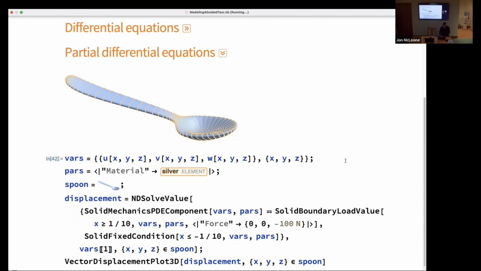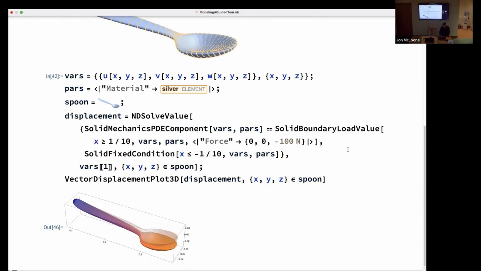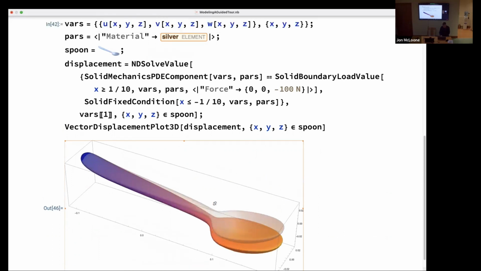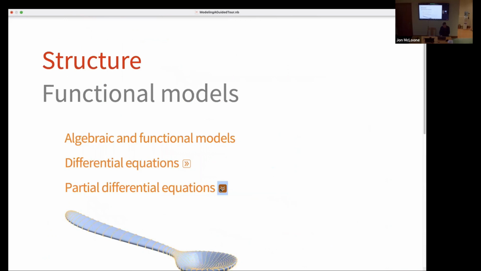And hopefully in a few seconds, we will calculate what the spoon would look like in an exaggerated form after the load has been put on it. So here is the original, and it's being lowered down, and I can't remember whether the coloring is displacement or stress. But in all these cases, we've got a kind of mathematical description of the situation.